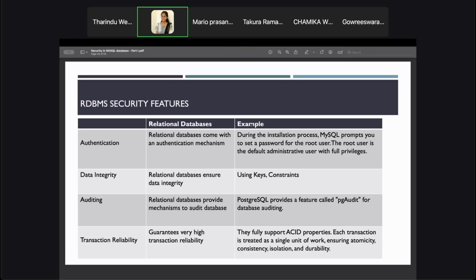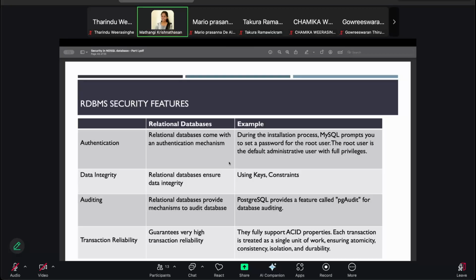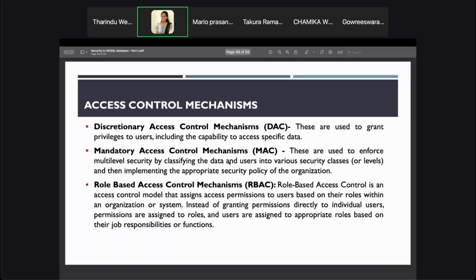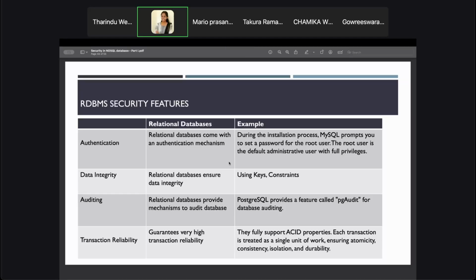So in a relational database, for example PostgreSQL, there is a feature called pgAudit available to do this database auditing. There is already a feature available, so you don't need to write an implementation to do those audits, right? And transaction reliability: we have already discussed that it supports ACID properties, so it will give proper consistency in the transaction, right? So all these features are available inside the relational database management system.